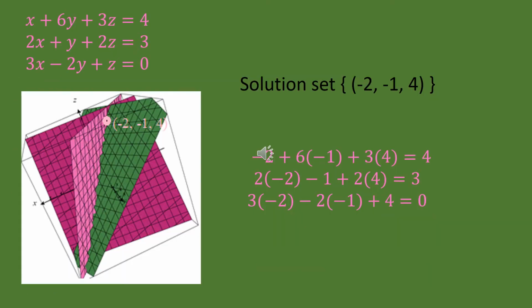One of our other examples was a system of 3 linear equations in 3 variables, and the graph of each of those linear equations in 3 variables was a plane. In this case, there's only one point in the whole 3-dimensional space that makes all 3 of those equations true simultaneously. The point negative 2 for x, negative 1 for y, and 4 for z makes all 3 of those equations true.